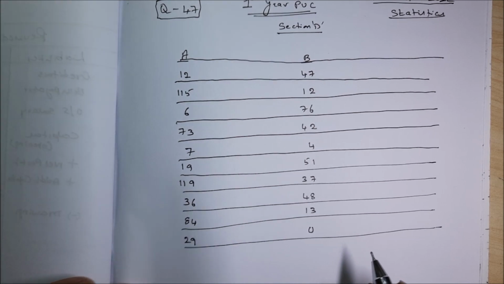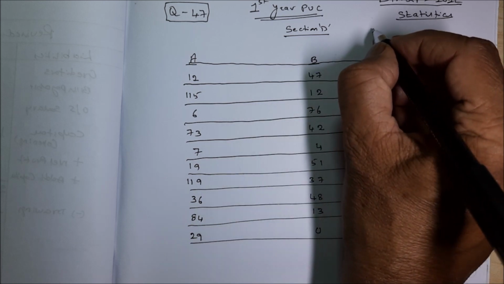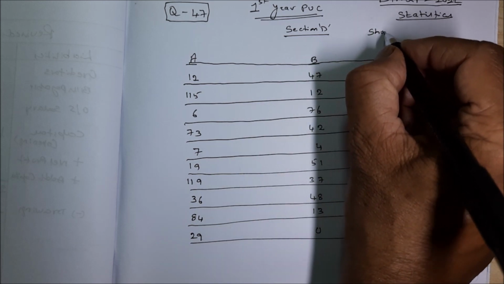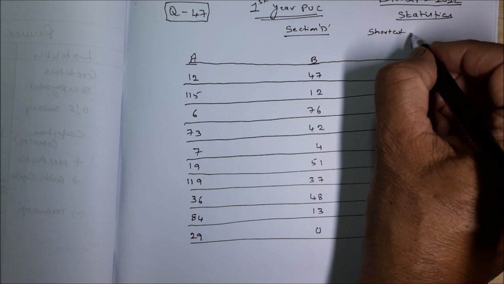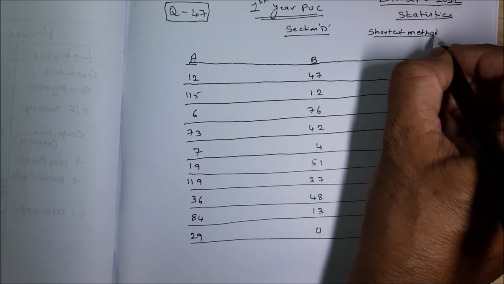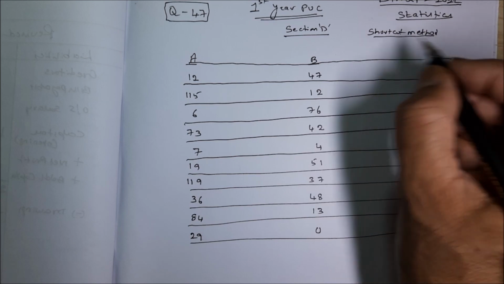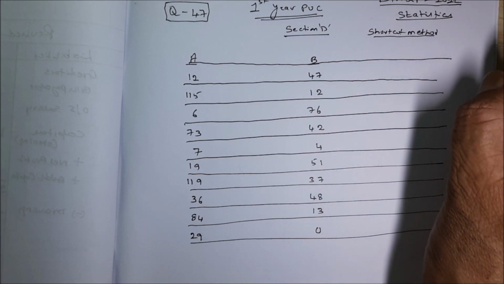So this is as per the problem. I told you always try to do it under which method? Shortcut method. Always shortcut method. Specifically, if it asks for direct method, then you do it in direct method. But if nothing is mentioned, always apply the shortcut method.